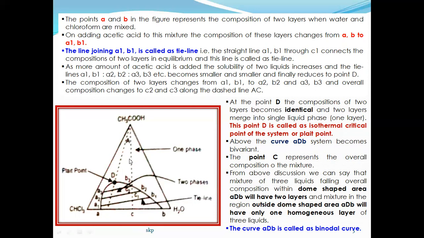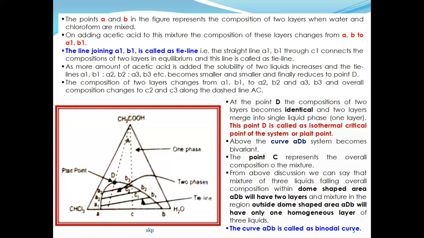AC is the total, optimized composition. At the point D, the compositions of the two layers become identical and the two layers merge into a single phase. It is one layer. This point D is called the isothermal critical point. Above the curve ADB, the system becomes bivariant. The point C represents the overall composition of the mixture.